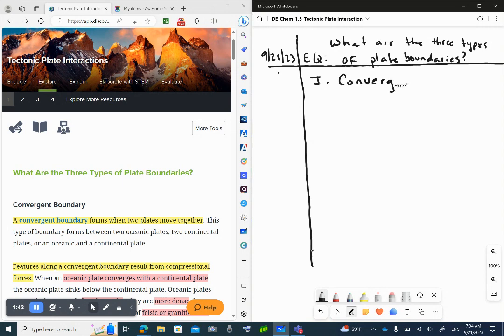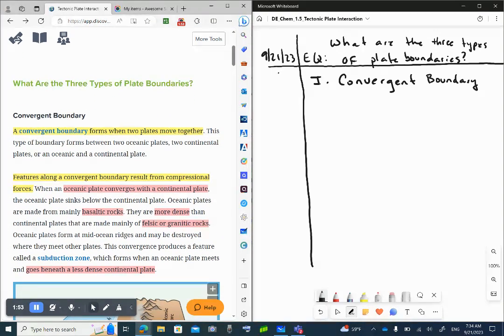Convergent. Converge means to come together. Convergent boundaries. And if you take a look over here on the left-hand side, the first highlight we have here, it's when 2 plates move together. And that sounds a little ambiguous. It's more like they move towards each other.